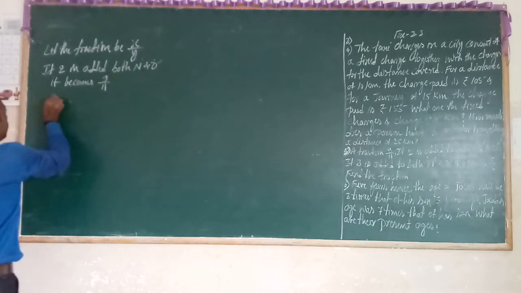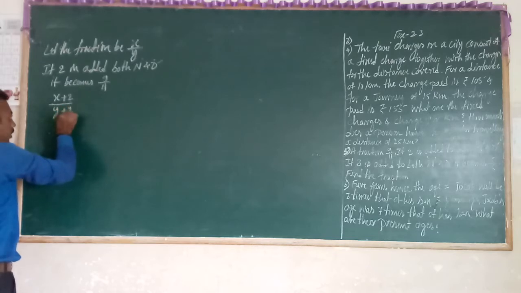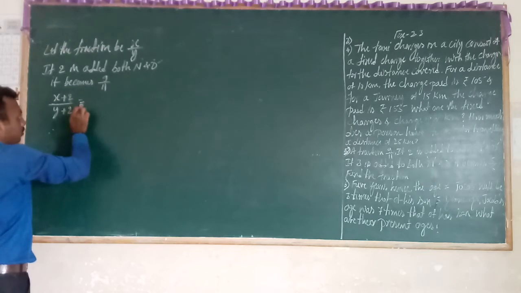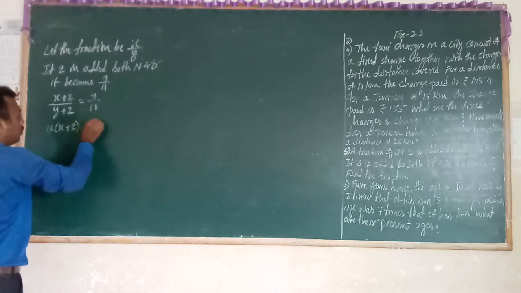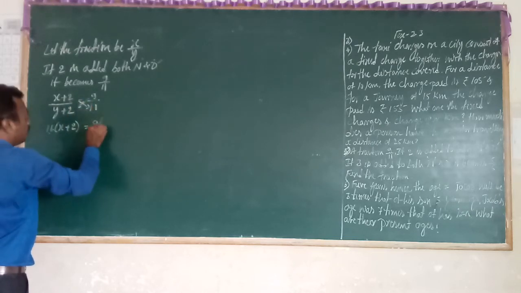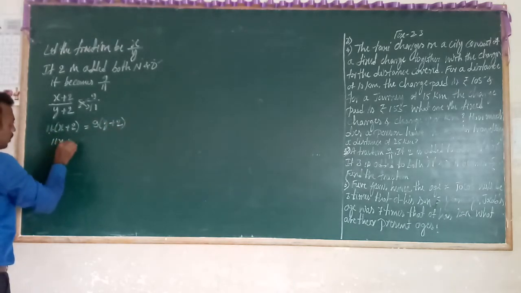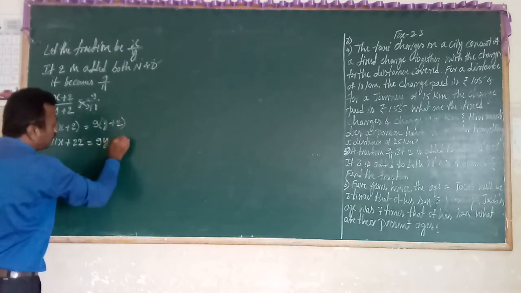So let me start. x by y is there. So the numerator and the denominator, we have to add plus 2 to both. It is equal to 9 by 11. Now you have to cross multiply. So 11 into x plus 2 is equal to 9 into y plus 2. And then 11x plus 22 is equal to 9y plus 18.